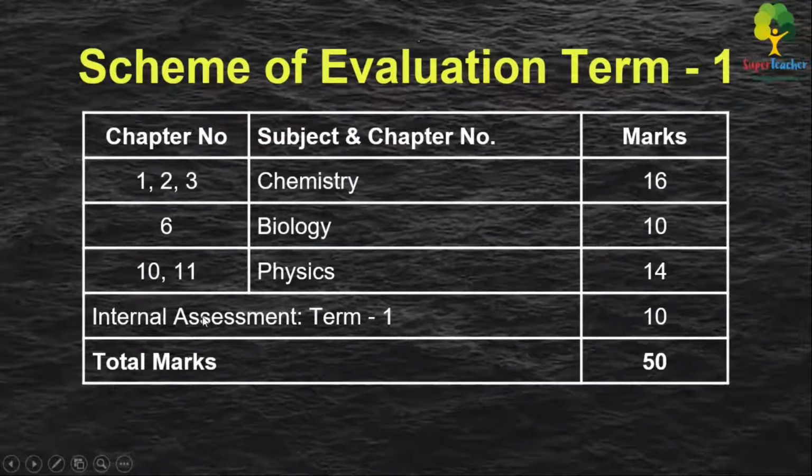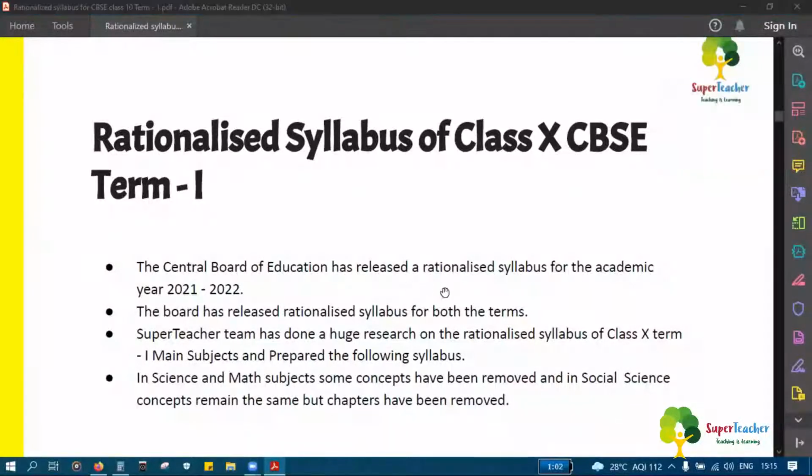Not only these, but there will also be internal assessments, continuous internal assessments, which is going to be for 10 marks. The internal assessment pattern will be discussed completely in the upcoming videos, and the total marks are going to be 50, if you look at it. So here in term 1, as you can see, this is for this new academic year 2021 and 2022. Yes, the board has released this for both the terms.